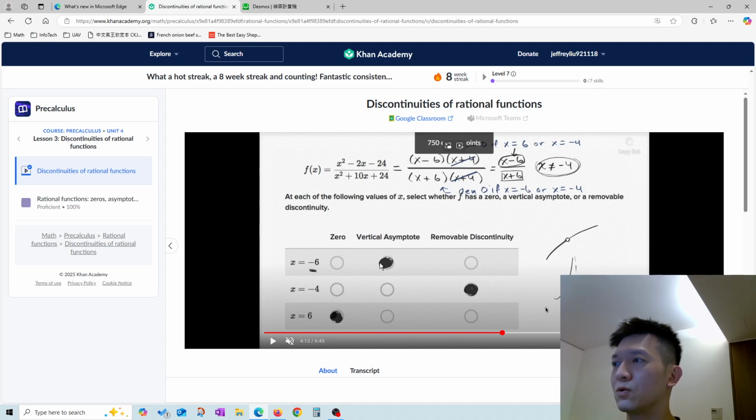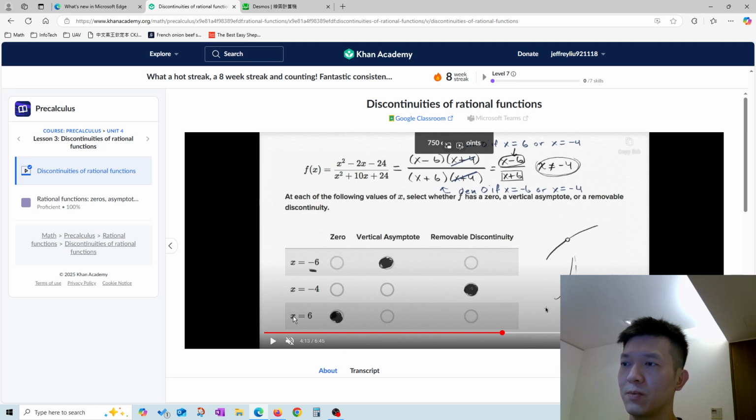And then you have your removable discontinuity. That is, we found that by canceling out the factors, right? Canceling out the factors for our numerator and denominator. Okay, so that will be negative 4, x equals negative 4, right?